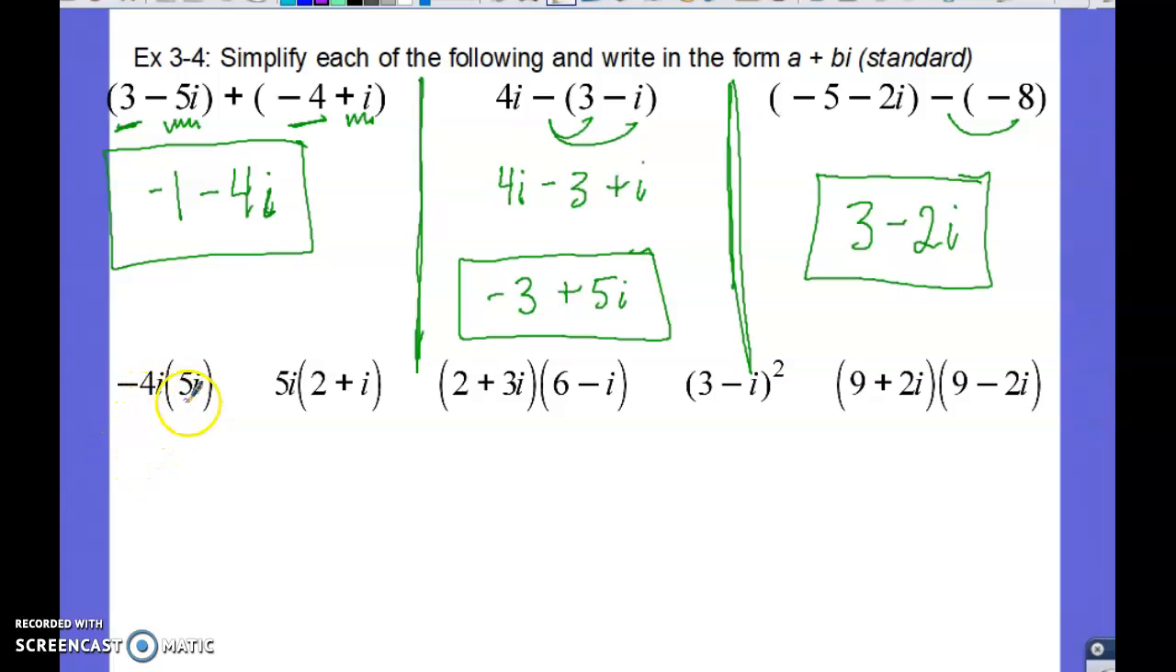Just like you would any monomial times a monomial, -4 times 5 is -20 i squared. But remember, i squared is equal to negative 1, so negative 20 times negative 1 gives me positive 20.